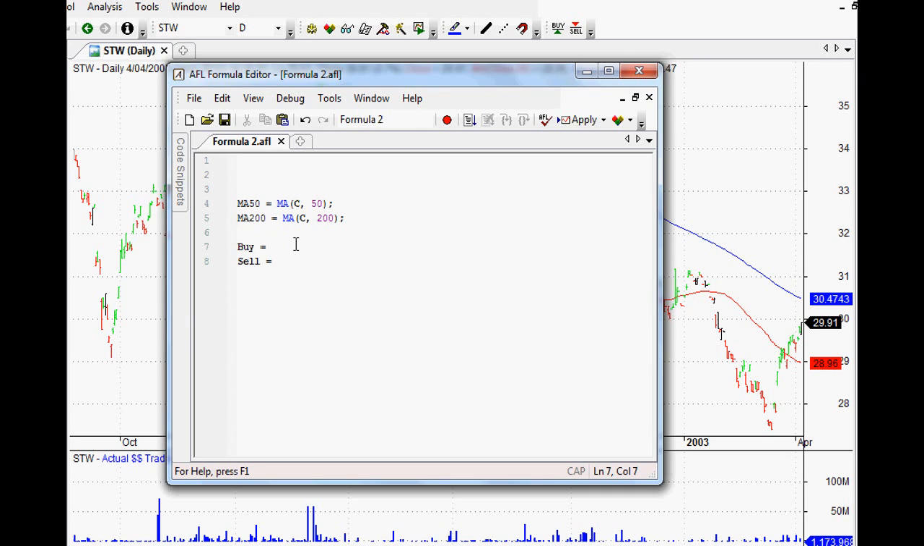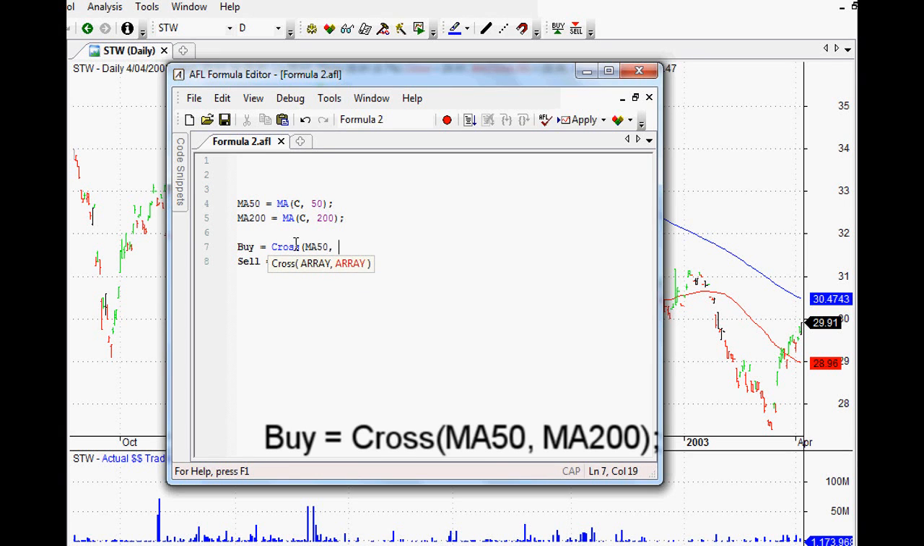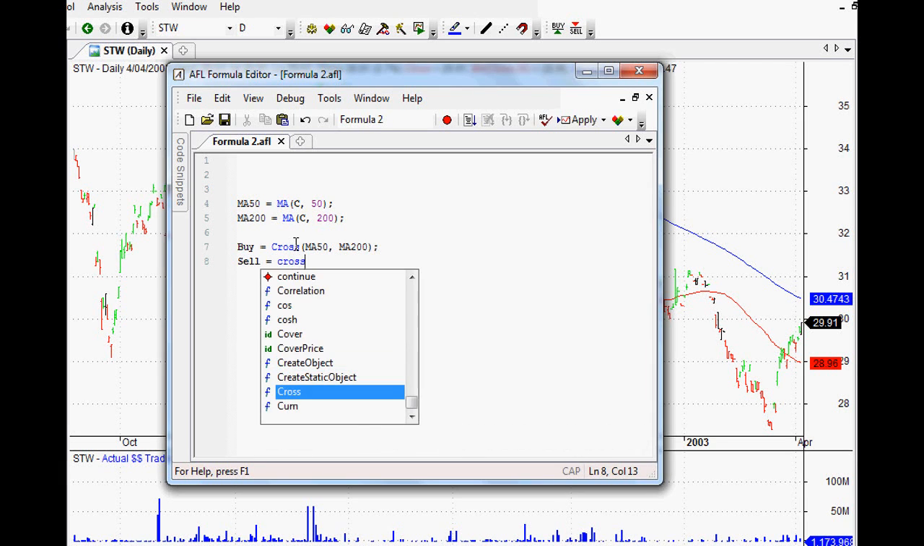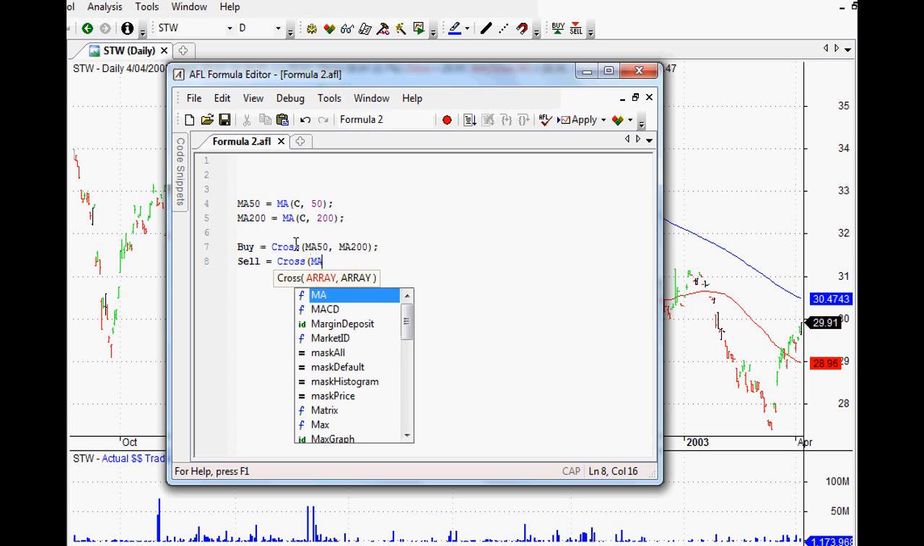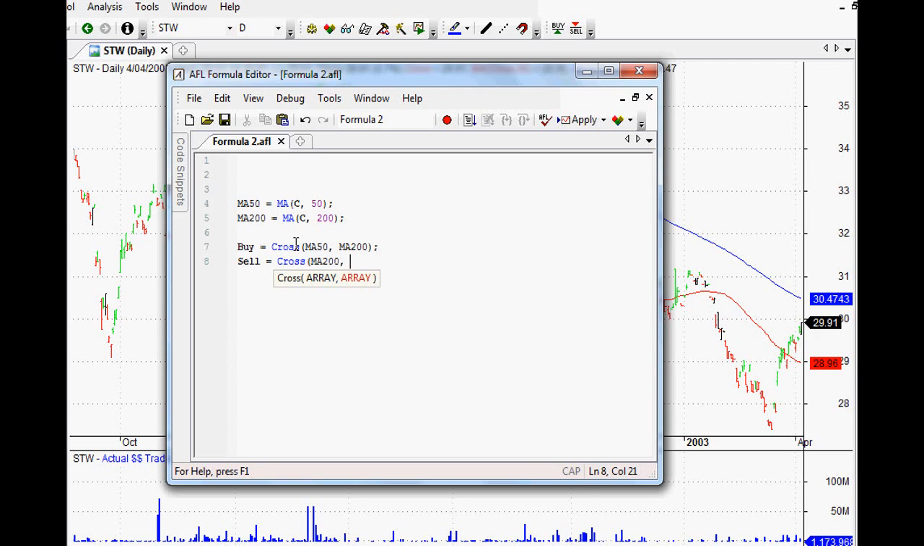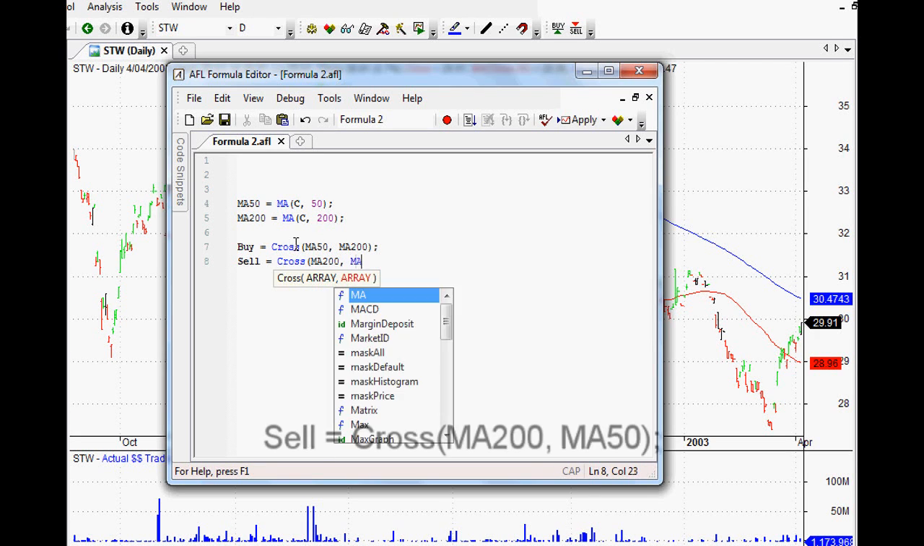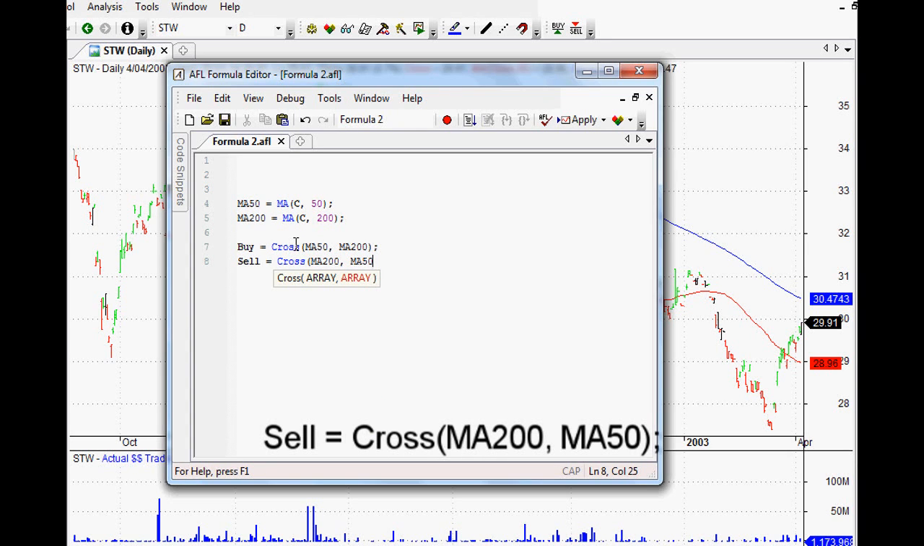The buy signal will then be a cross of the moving average 50 over the moving average 200, and close that off with a semicolon. And a sell signal would be a cross of the moving average 200 above the moving average 50, or the moving average 50 below the MA 200, for example.